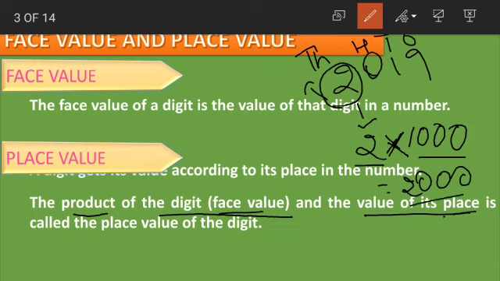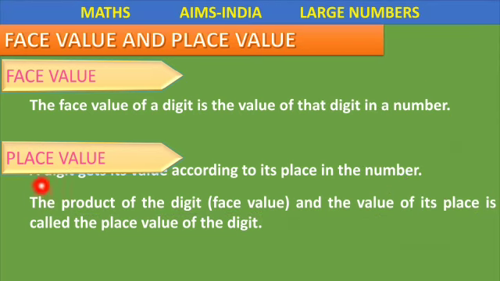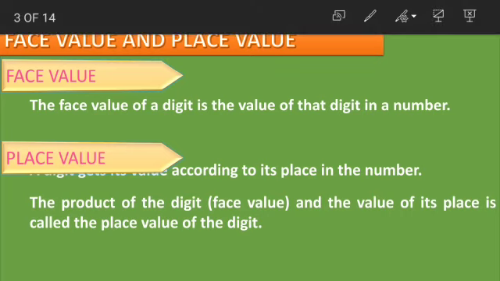Now this product will be nothing but the place value of the given digit. The place value of 2 in the number 2019 is 2 into 1000, which is nothing but 2000. Is this clear, children? In simple terms, place value is the value of a digit. We find that the place value of a digit changes depending on its place.